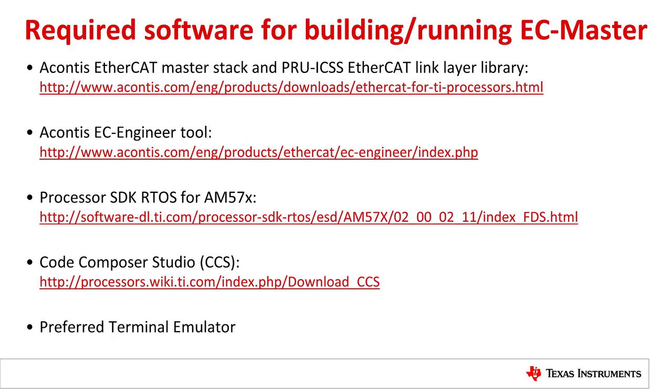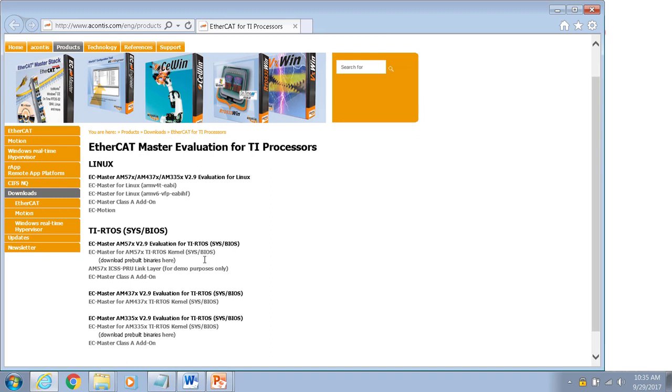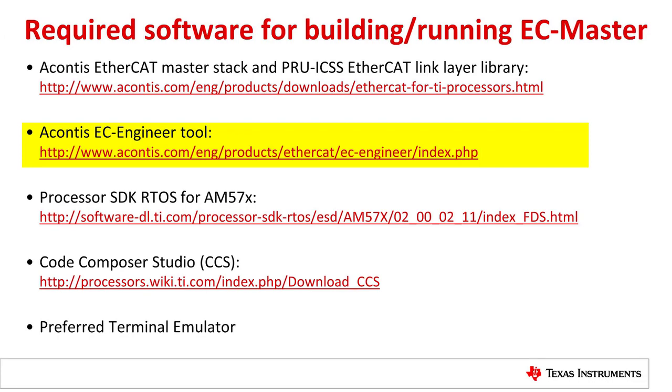Let's check which software we need to download and install for running the demo. First, we need a Acontis EtherCAT master stack and PRU-ICSS EtherCAT link layer library. In this link, you can get the RTOS version of the Acontis EtherCAT master stack. This also includes a CCS project demo. Also from here, you can get the PRU-ICSS link layer.